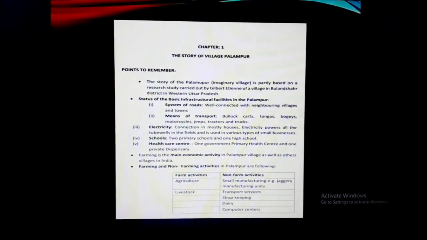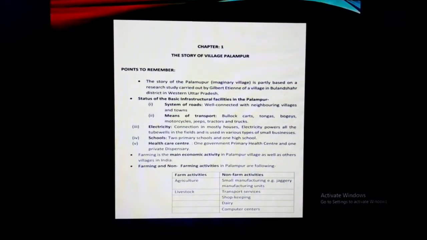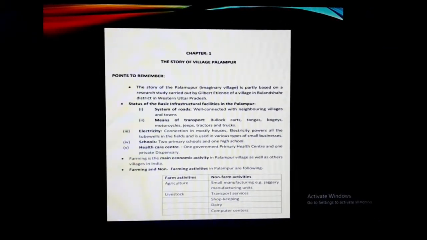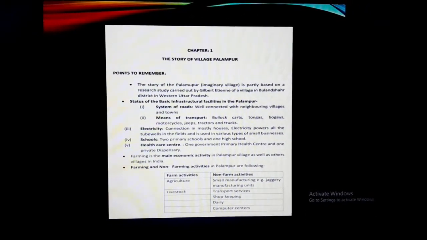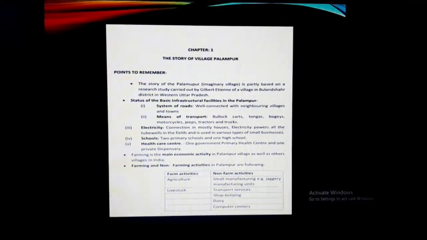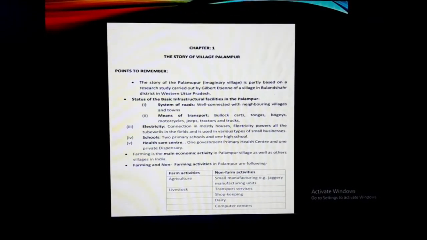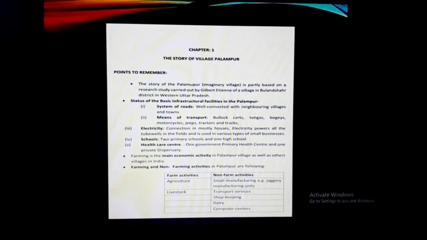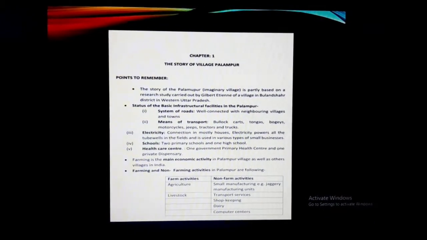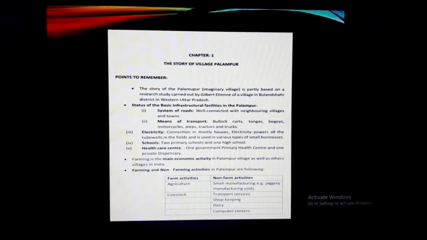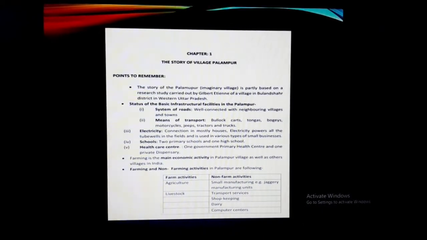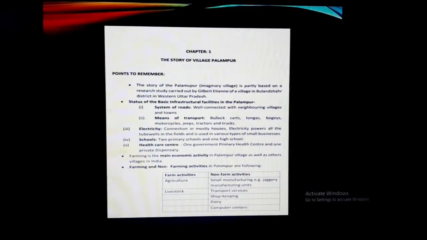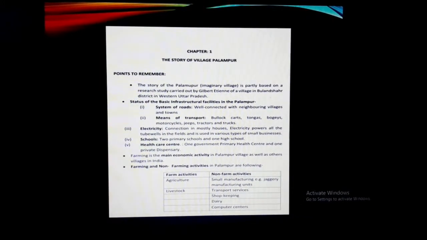Second is means of transport: bullock carts, tongas, buggies, motorcycles, jeeps, tractors and trucks, which we have already seen as traditional and modern transportation. Electricity connection is in most houses. Electricity powers all the tube wells in the fields and is used in various types of small businesses also. Schools: there were 2 primary schools and 1 high school. Healthcare: one government primary health center and 1 private dispensary.